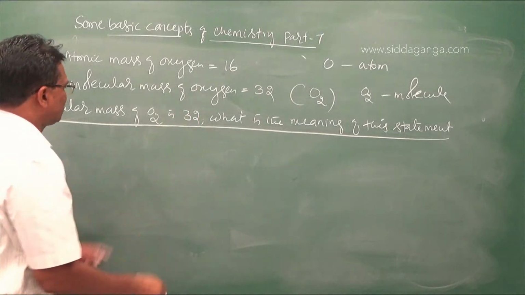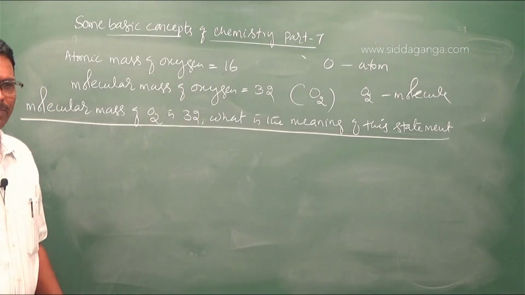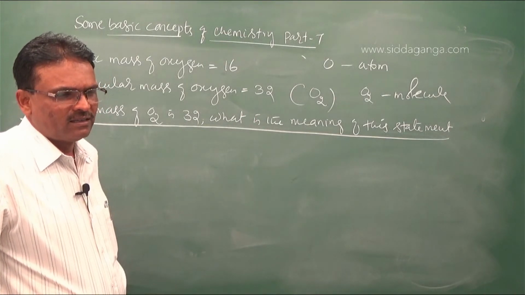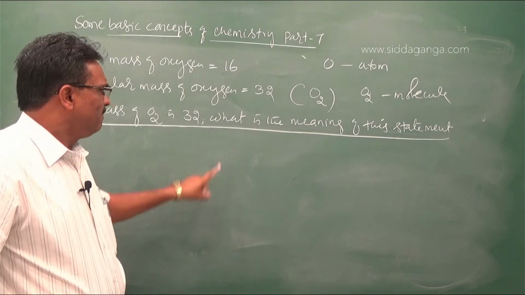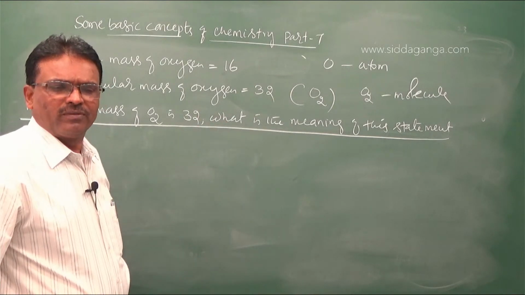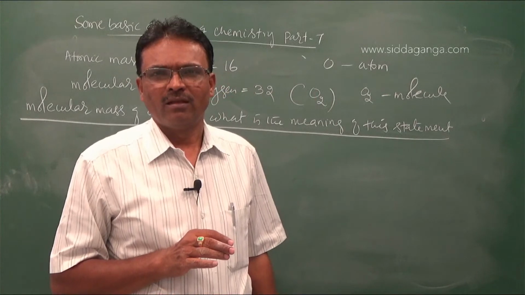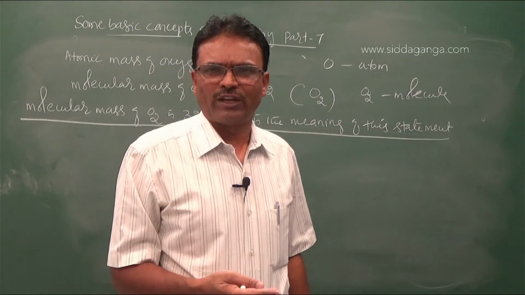So the molecular mass of oxygen is 32. What is the meaning of this statement? Clear? So what is the atomic mass of nitrogen? 14. Atomic mass of nitrogen is 14. What does that mean?